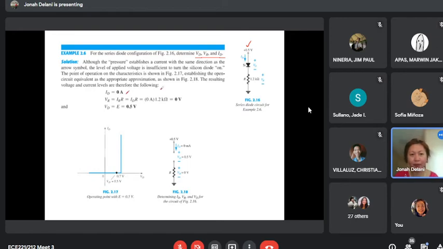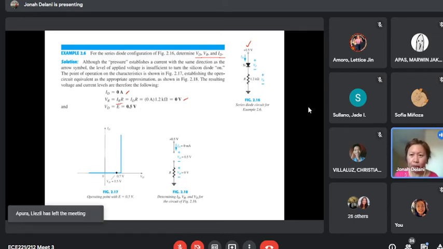And then the voltage across the resistor, this is the equation. If the current is 0, multiplied by the resistance, the voltage across the resistor is 0. The applied voltage is equal to the sum of the voltages across the components. So since the resistor has 0, the applied voltage is 0.5, so what remains is 0.5. The voltage across the diode is 0.5.